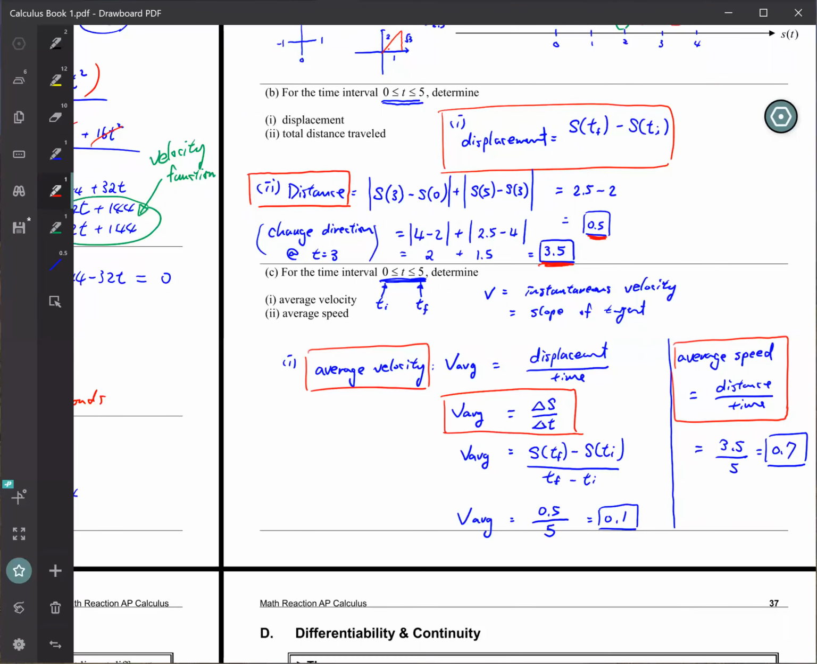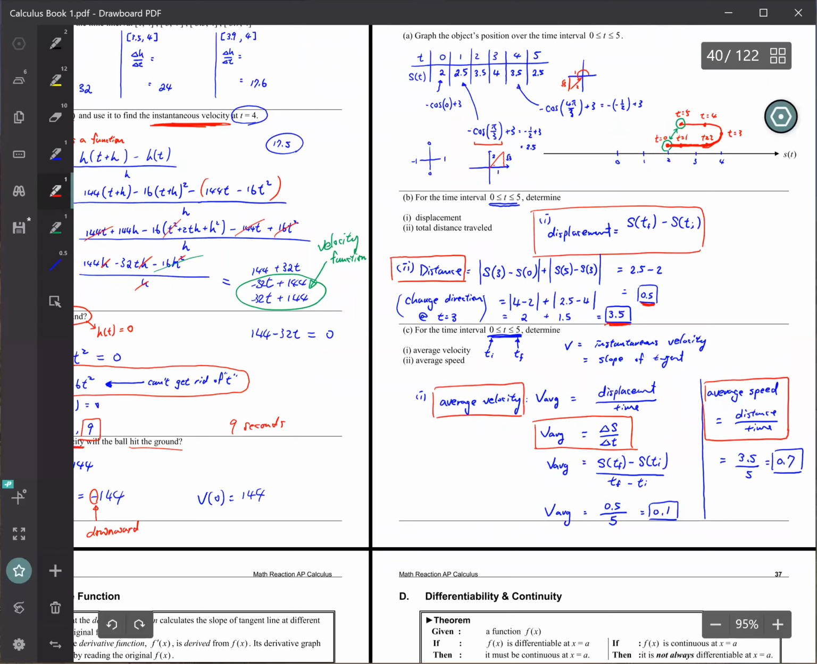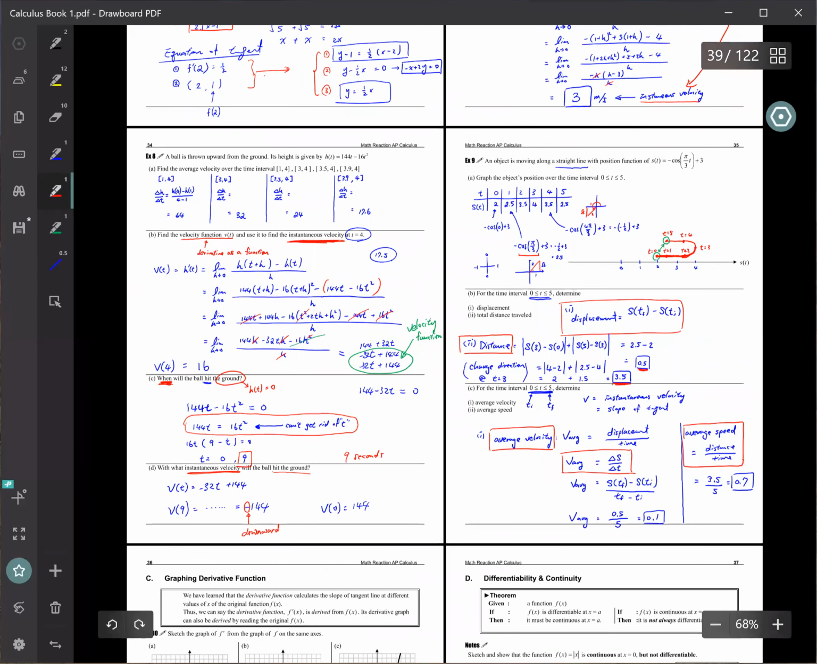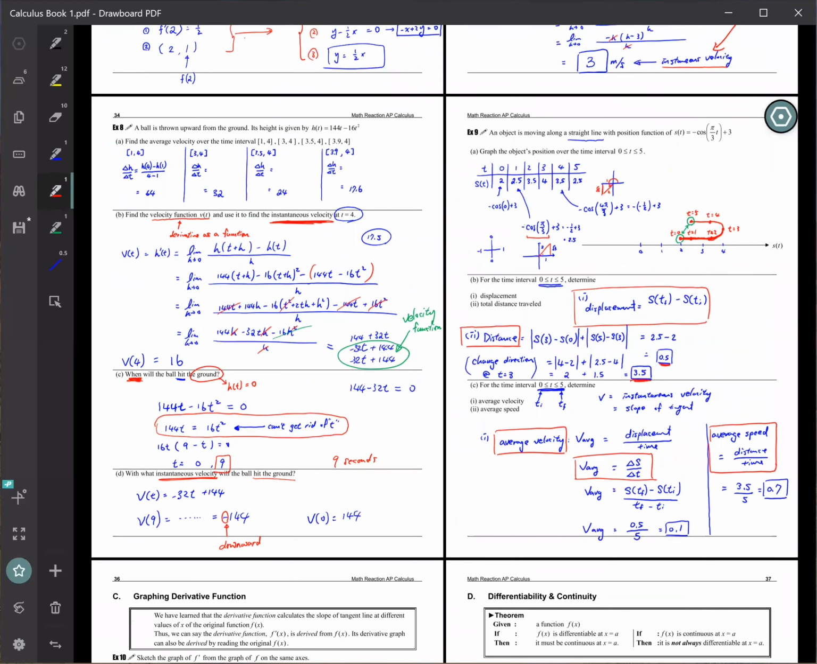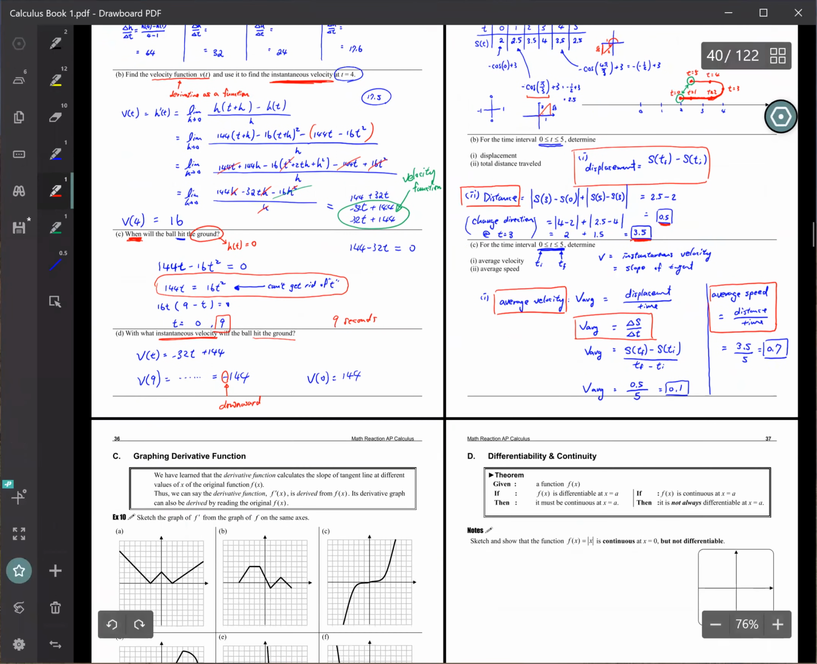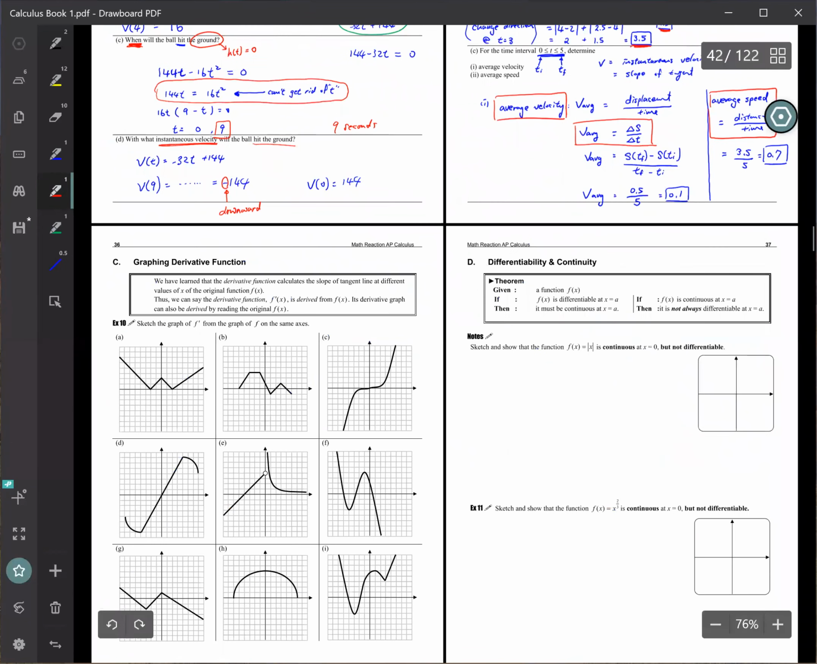All right, so that's the end of the application. That wraps up last time. Last time we went over velocity, instantaneous velocity, and average speed, and then today we add in distance and displacement. Any questions? Okay, no questions. We're going to move on to graphing the derivative function.